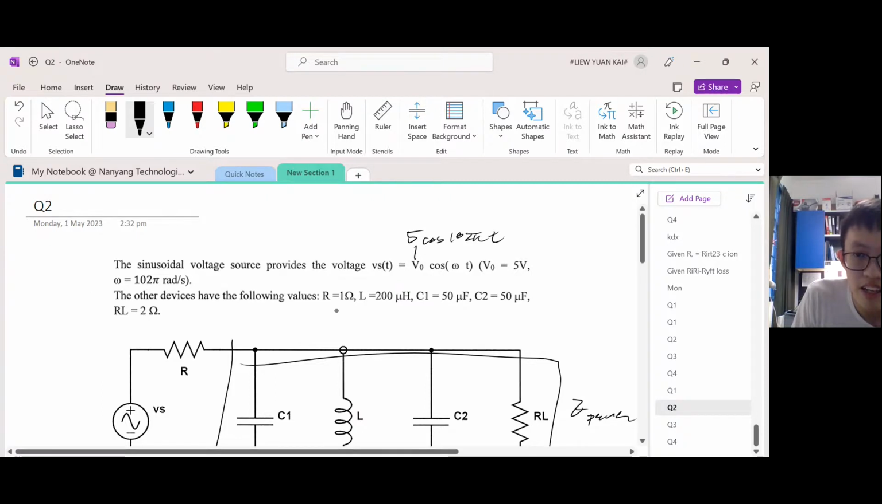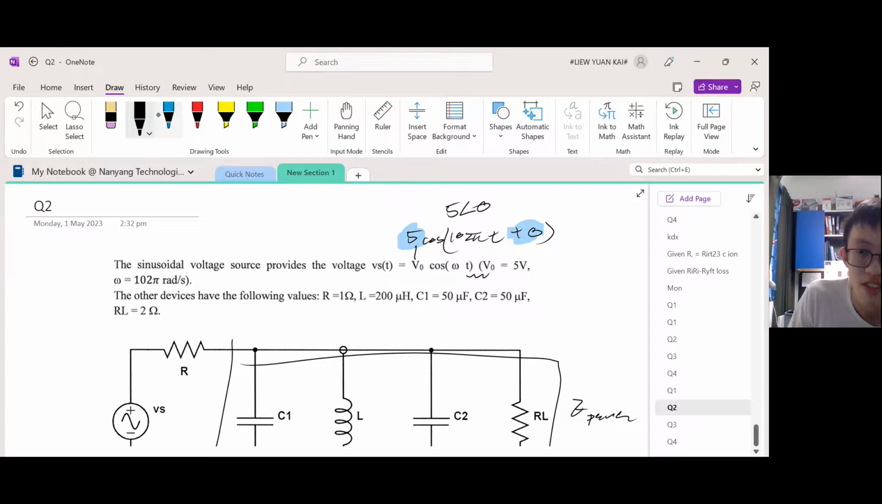So this is actually 5 cos 2 pi t, and the phase is plus 0, because there's no phase. So if you want to change this to a phasor, you take 5, you take the angle of 0, so 5 at a phase of 0. So this is your phasor form.